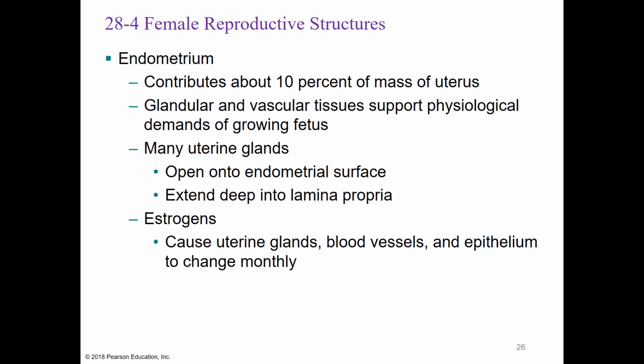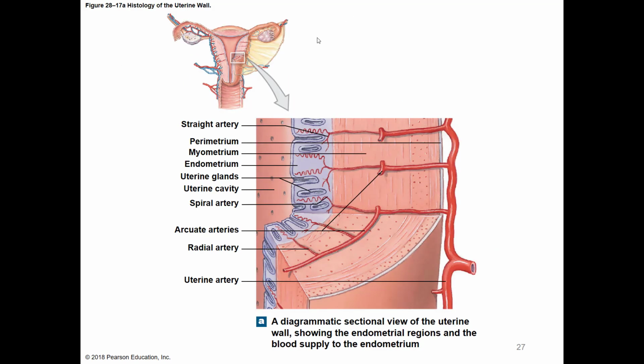Estrogen causes the uterine glands, blood vessels, and the epithelium to change monthly. And we're going to talk about that cycle also soon. So here is a zoomed in view of the uterine wall. You can see a little bit better. So this would be the lumen or the uterine cavity.